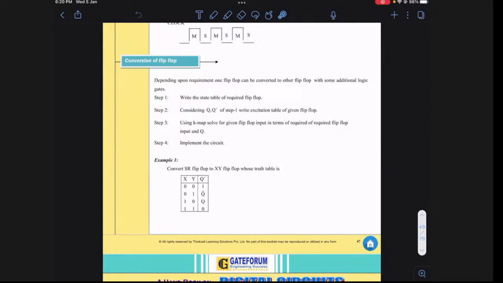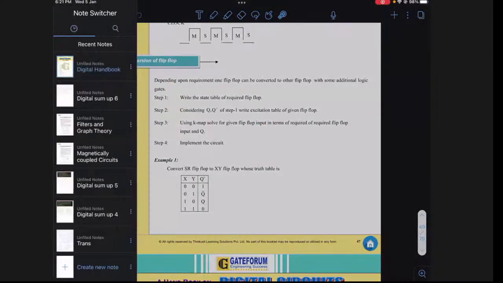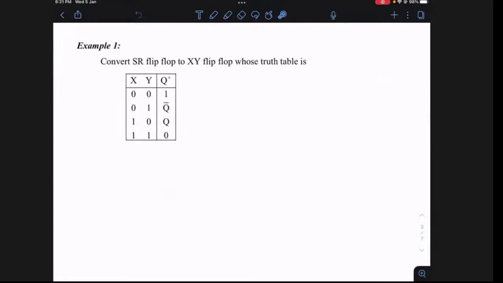So you have 3 simple steps. Write the state table of the required flip-flop. Considering Q plus of step 1, write the excitation table of the given flip-flop. Using K-map, solve for the given flip-flop inputs in terms of the required flip-flop inputs and Q, and implement the circuit. So the first 3 steps are sufficient to convert one flip-flop to another flip-flop. And based on this, I have taken this particular question.